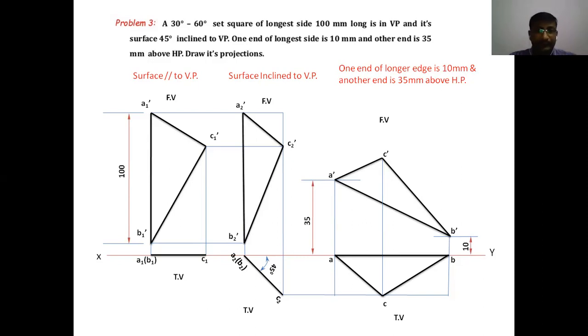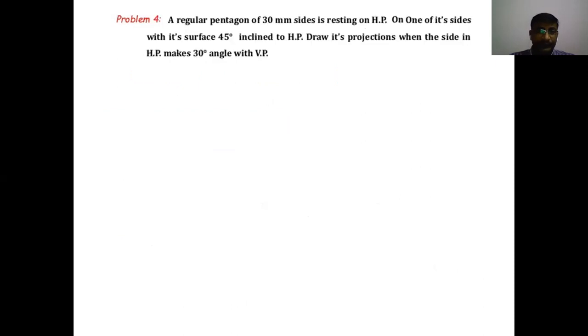Like this, you have to draw the projection of planes, like the set square, with the incline to both the planes. Here, incline to both the planes means one inclination is given, and the other inclination we get automatically: the longer ridge is inclined to XY, and the longer ridge is inclined to HP. Clear, students?